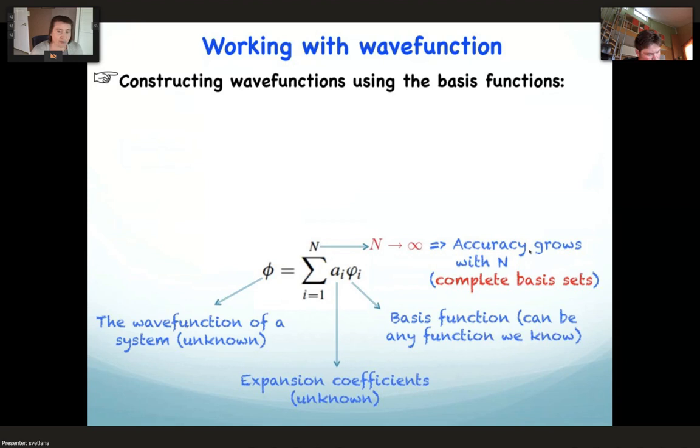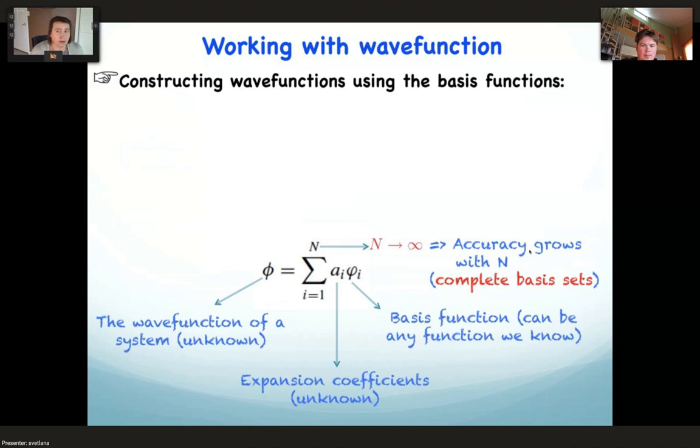We cannot take an infinite number of wave functions. When we do real calculations, we take some big number, which would be big enough to approximate this infinite number n.